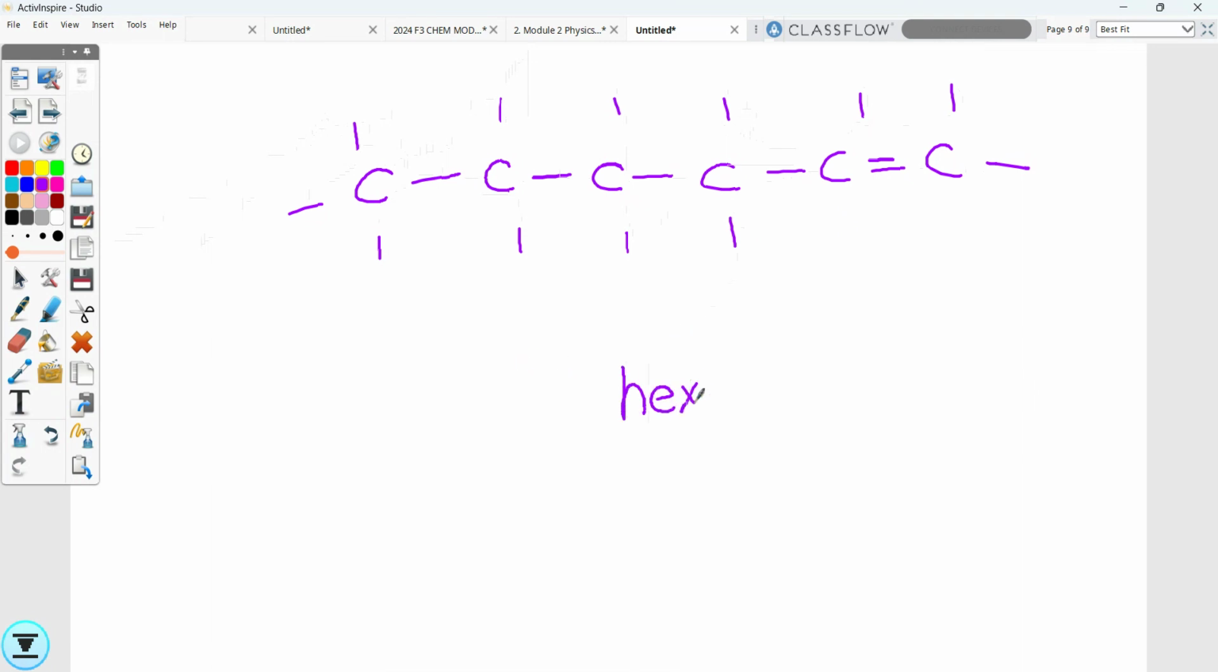Okay, so that's your first job. You count how many carbons, so that's hex. Then you look on this side. We're going to start numbering closest to this side because that's the double bond. 1, 2, 3. So it comes after the first carbon, so it's hex-1-ene.